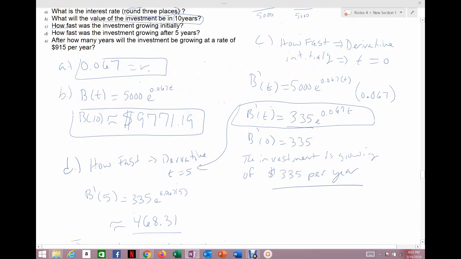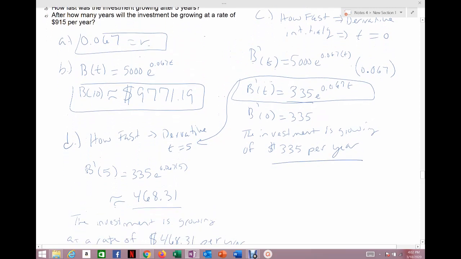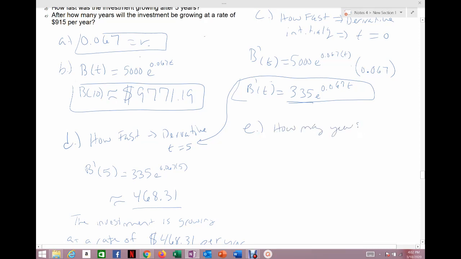All right, the last question. I'm going to erase this over here. I'm still going to leave my derivative because I know I'm going to use it. So the last part of this question, part E: after how many years? So we want to know how many years, so we're looking for time. Will the investment be growing at a rate of $915 per year?